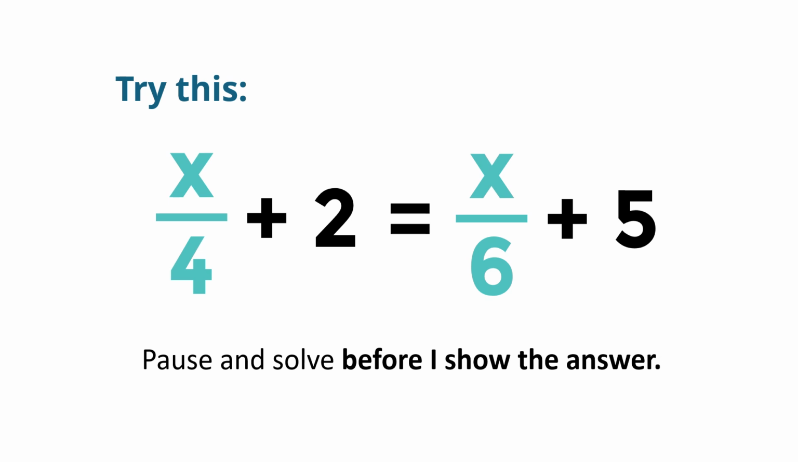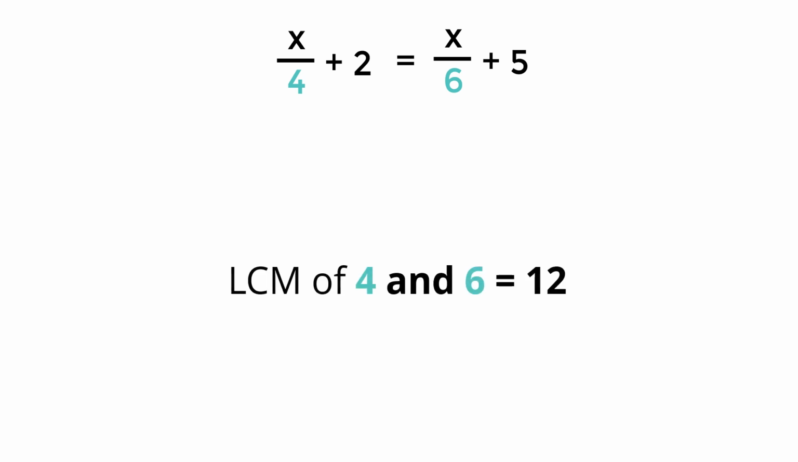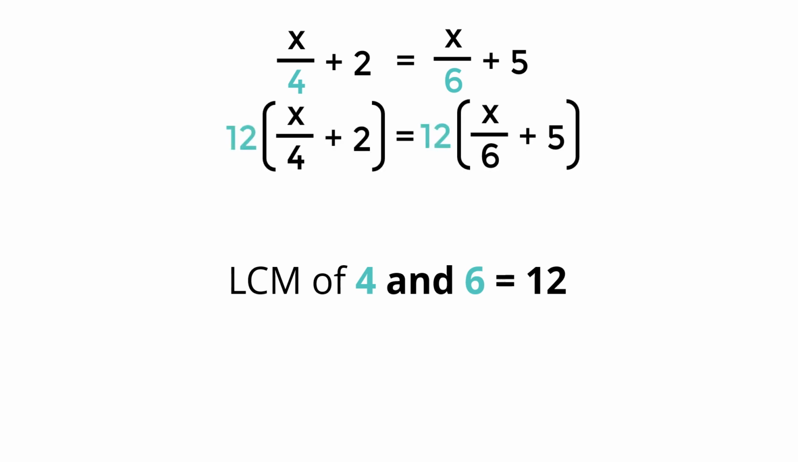Now it's your turn. Pause the video and try solving this equation before I show the answer. Okay, let's solve it together. First, notice the denominators are 4 and 6, so we find the lowest common multiple, and the lowest common multiple of 4 and 6 is 12. So we multiply the whole equation by 12. So we get 12 times (x over 4 plus 2) equals 12 times (x over 6 plus 5).